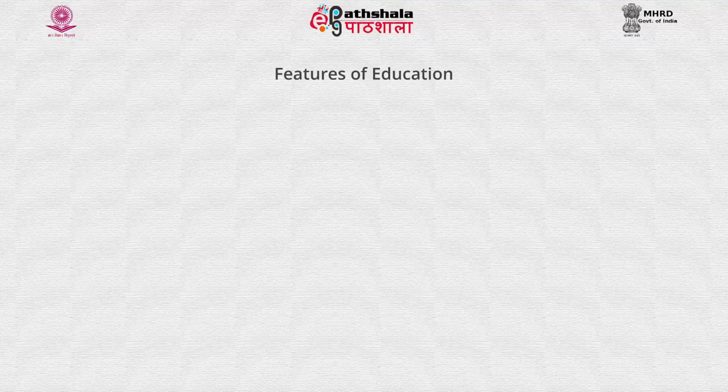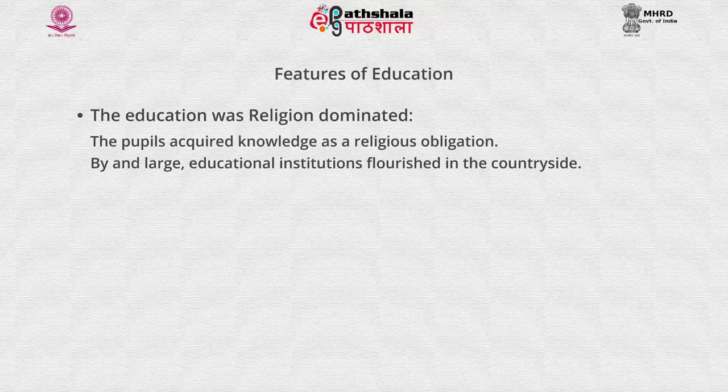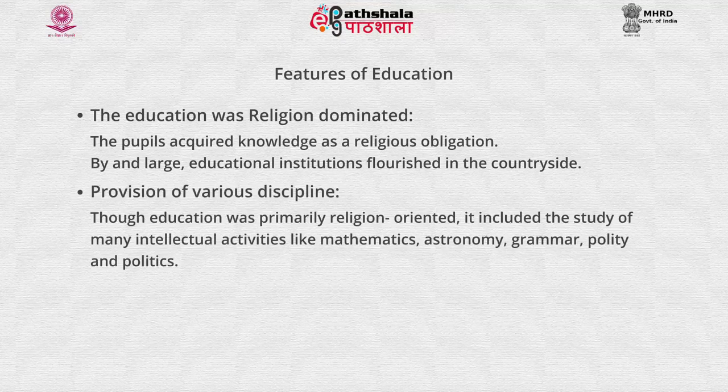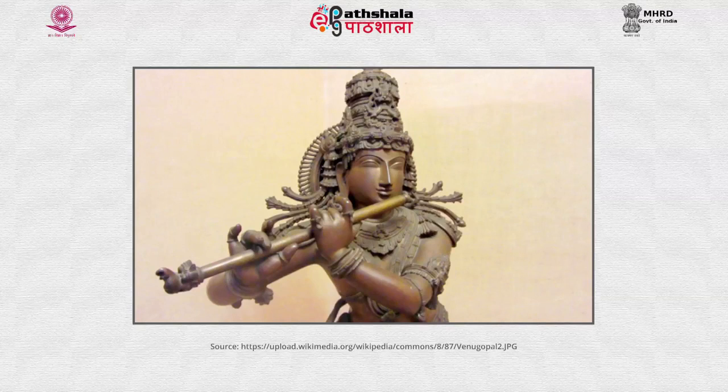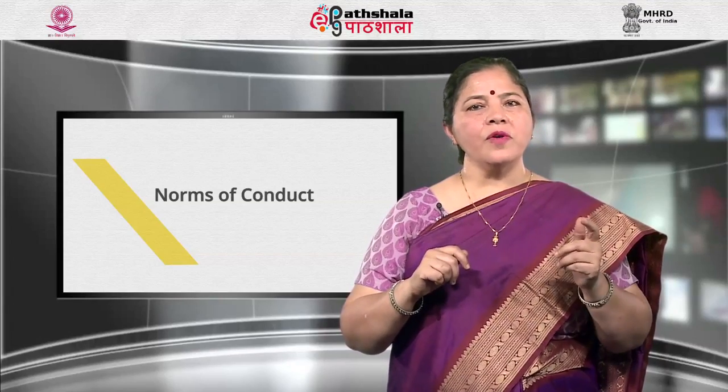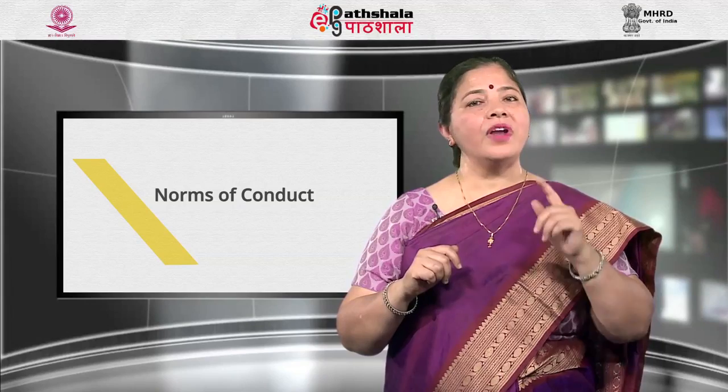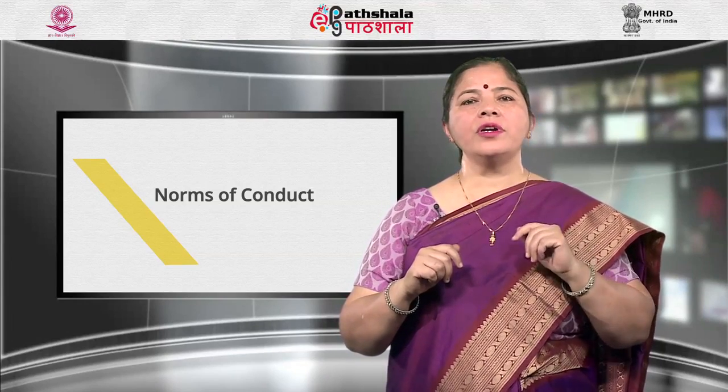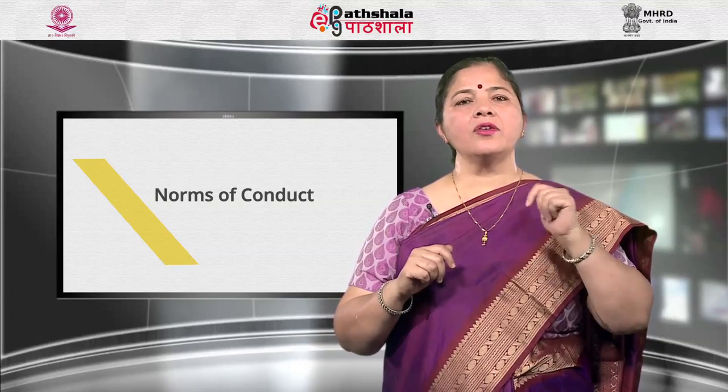Now, regarding the features, let us see what they were. Education was religion dominated at that time. The pupils acquired knowledge as a religious obligation. By and large, educational institutions flourished in the countryside. Regarding the various disciplines, though education was primarily religion oriented, it included the study of many intellectual activities like mathematics, astronomy, grammar, polity and politics. Art and literature were also encouraged. Regarding norms of conduct, adequate stress was laid on well-defined norms of behavior, patterns of thought, and building up of the personality and character of the pupils.